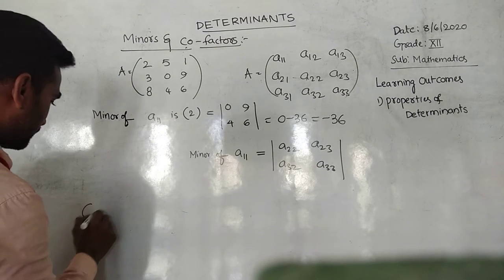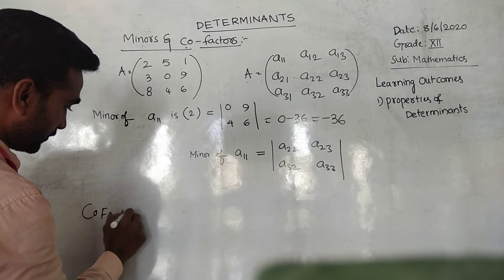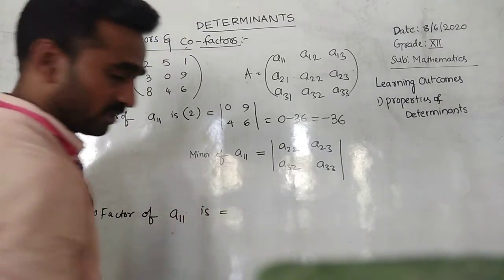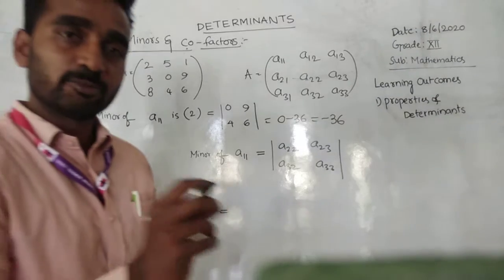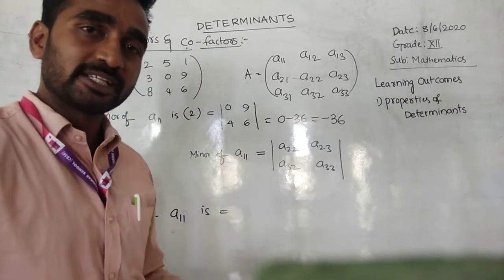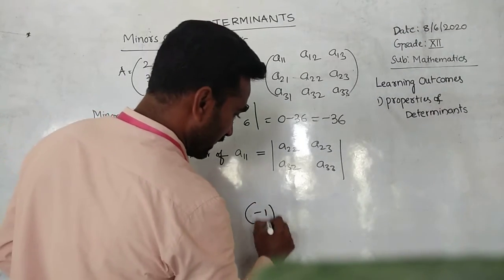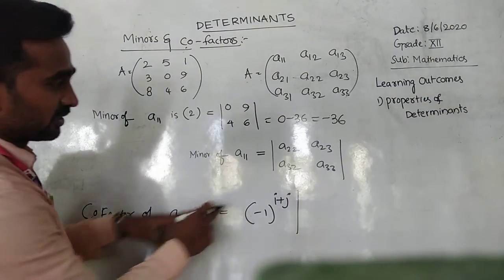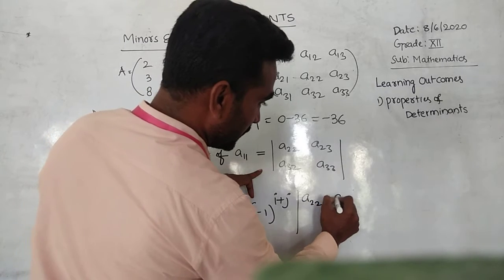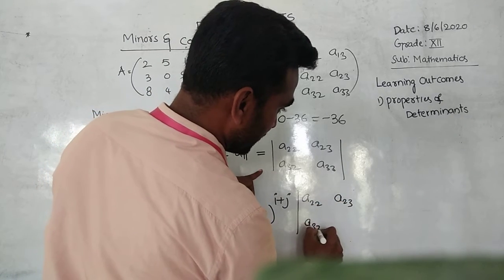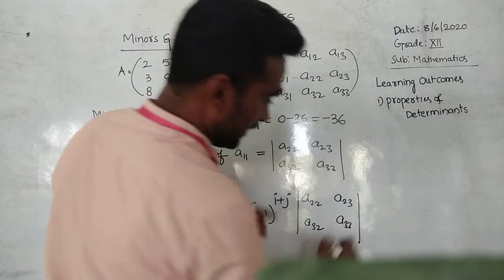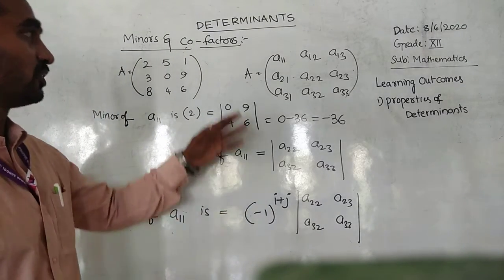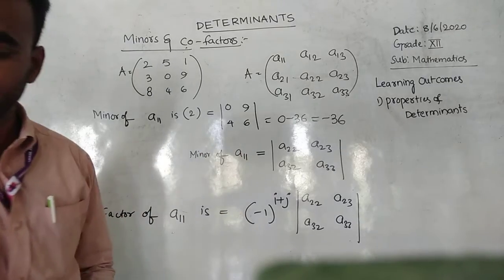Next, cofactor of a11. So what is meant by cofactor? The minor is multiplied by minus 1 power i plus j. What is the minor of a11? This is the minor: a22, a23, a32 and a33. So this is the cofactor of a11. Similarly, we can find the cofactors of all elements.